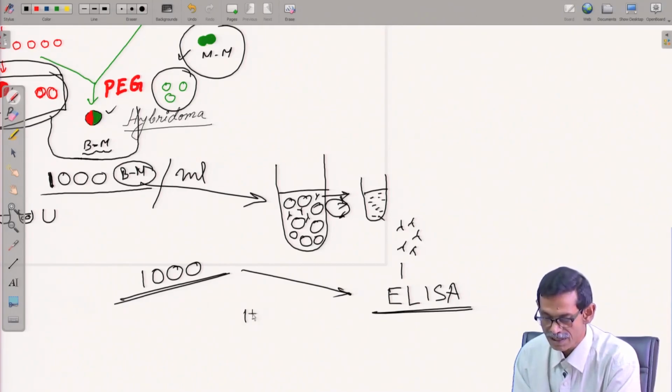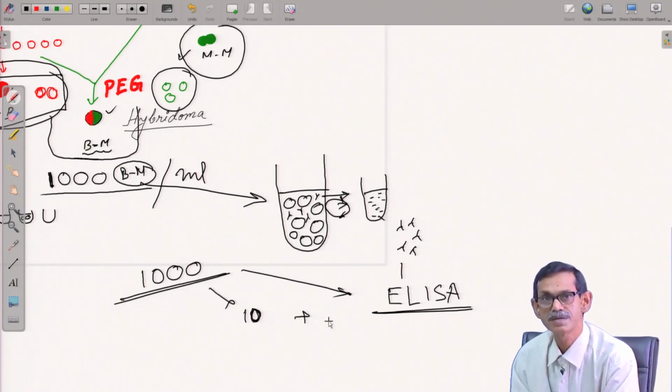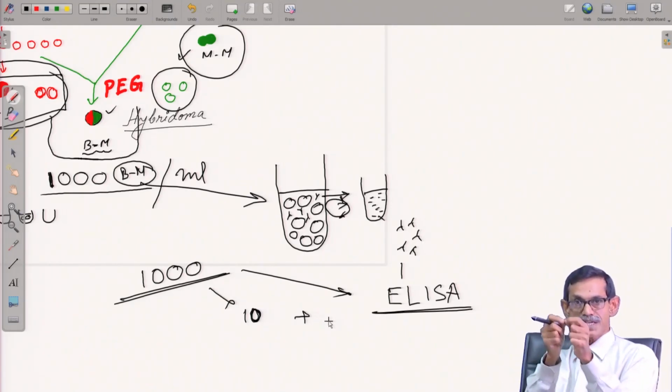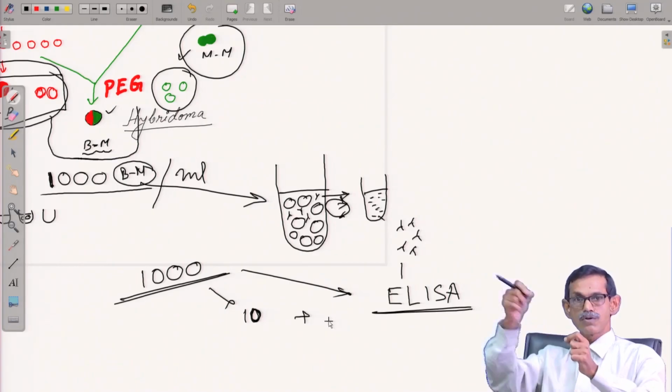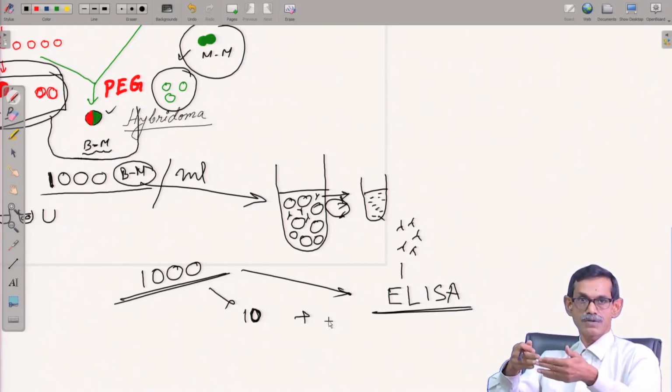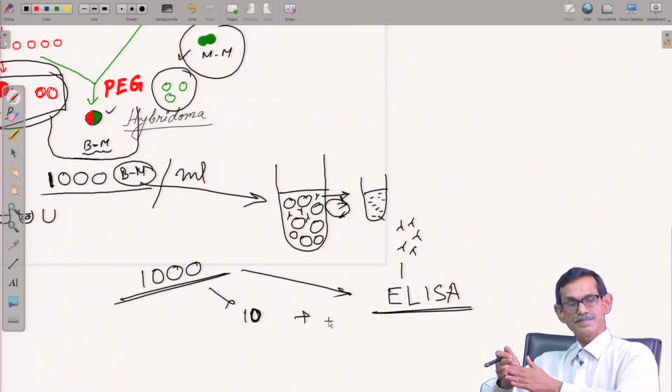From there I may get say 10 out of 1000 are giving ELISA positive. So, this is the first round of test. Then what I will do? I will take that 10 cells and grow them again in different well, freshly I will grow. Again I will do ELISA.